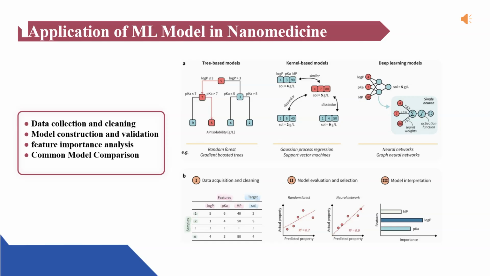Subsequently, model construction and validation are carried out, requiring the selection of an appropriate machine learning model based on specific research objectives, along with a reasonable division of training, validation, and test sets to ensure the model's generalizability. Then, feature importance analysis is conducted to identify the variables that have the most significant influence on key prediction targets, thereby providing clear direction for subsequent experimental optimization. Finally, by systematically comparing the performance metrics of different models, the optimal model best suited for the specific task is selected.